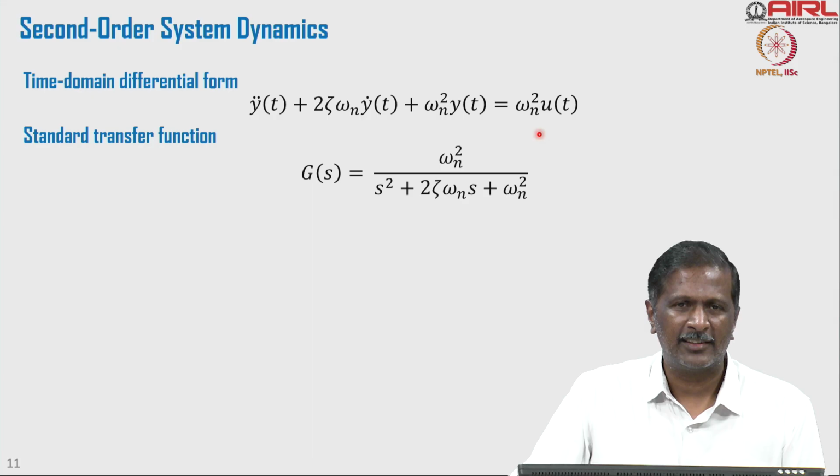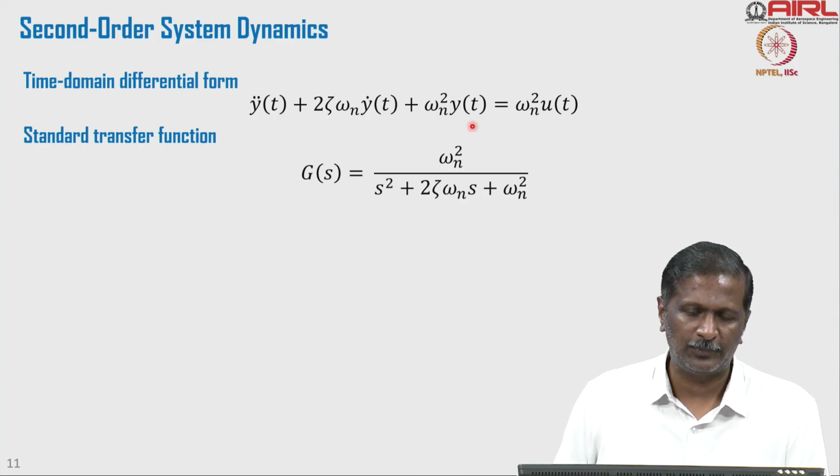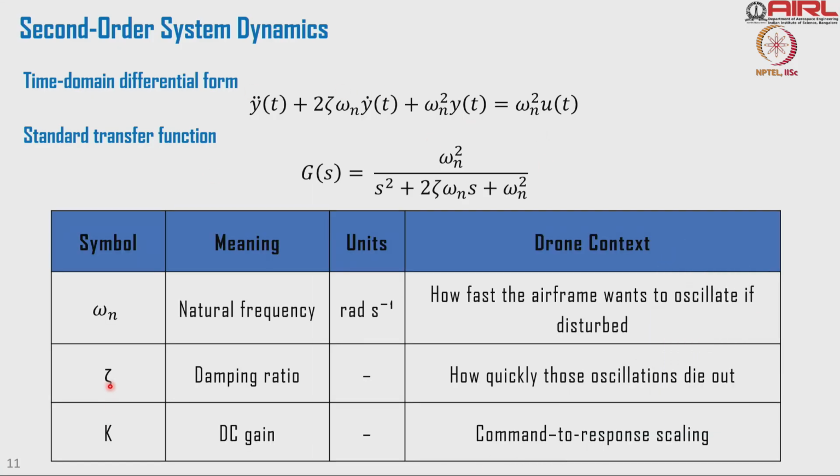I can get this standard representation of the transfer function, right. There are three important parameters in the standard second order system: omega n, which is the natural frequency; zeta, which is the damping ratio; and k, the DC gain, which comes into the picture. It talks about how fast the airframe wants to oscillate when it is disturbed, and how quickly the oscillation dies out. What is the command to response scaling? That is what the constant k is all about.